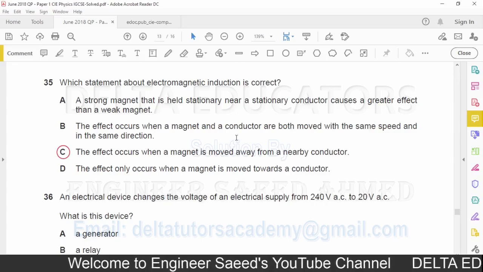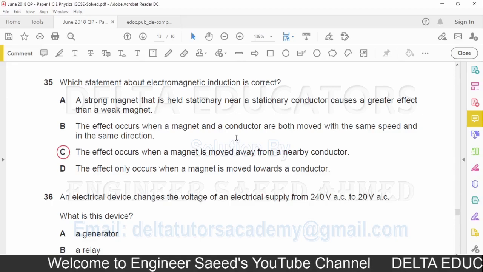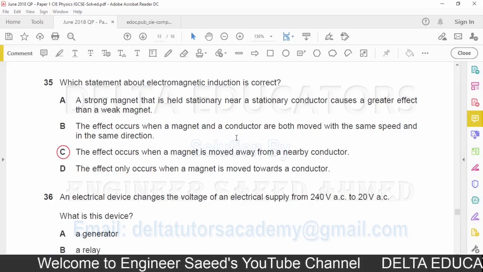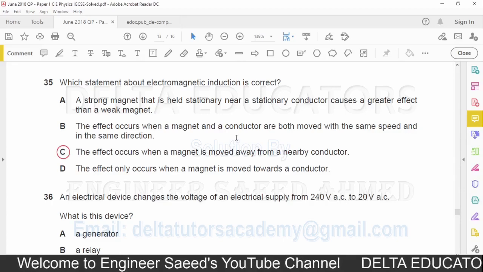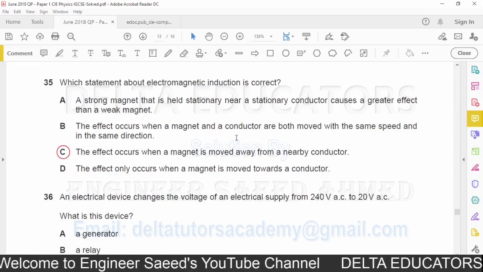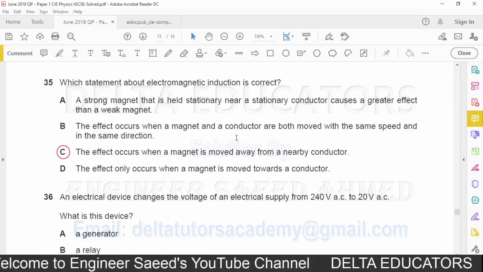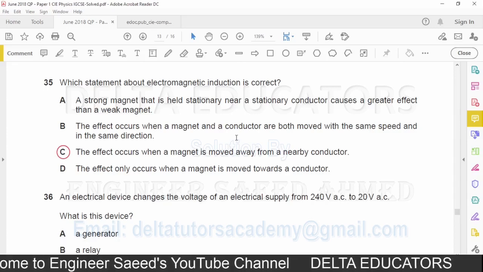Option B, the effect occurs when a magnet and a conductor are both moved with the same speed and in the same direction. If we are moving a magnet and a conductor with a same speed and in the same direction, then relative to each other, this magnet and the conductor are at rest. And when they are at rest, there will be no effect.